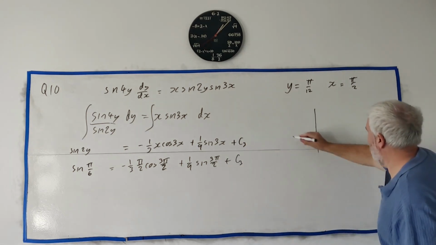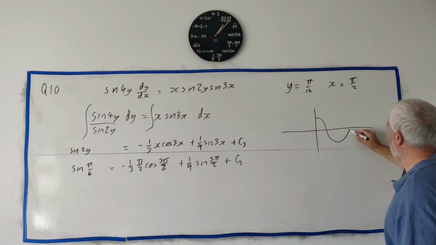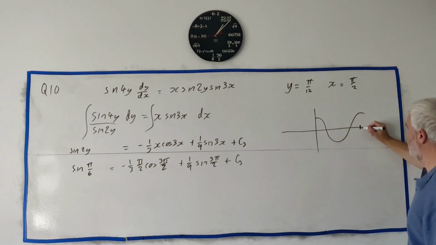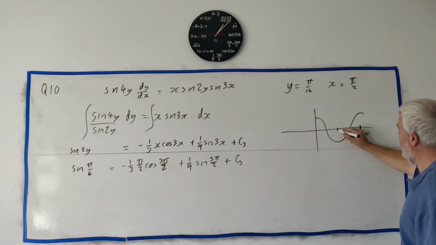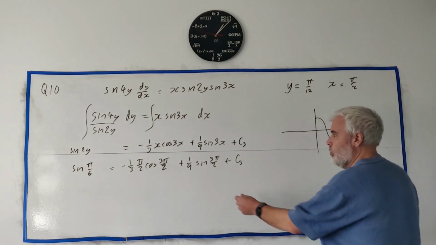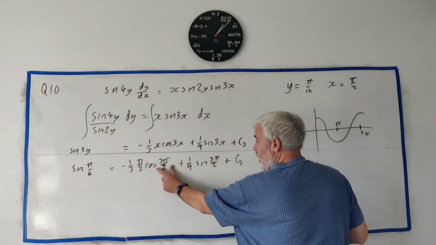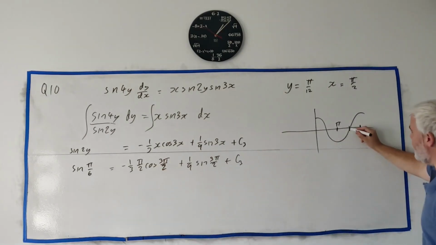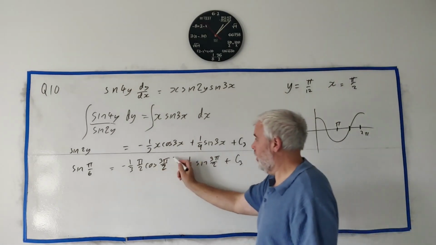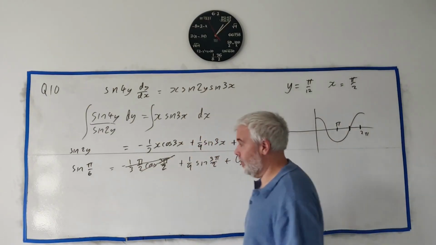Let me just draw cosine here and sine. Cosine looks like this. This is 2 pi. That's pi here. So which one do we have? We have cosine of 1.5 pi, that would be right here. That's just 0. That whole thing goes to 0.